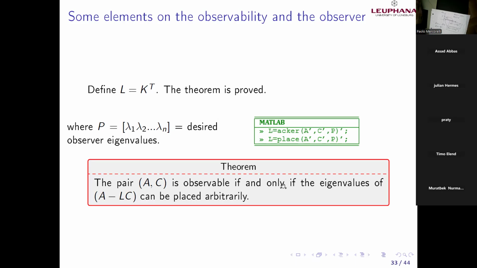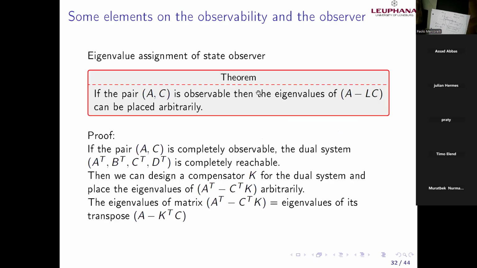Again, this theorem, let me say, is valid in both directions. We can see if and only if. This means the pair A, C, the system characterized in terms of observability by the matrices A and C, if this system is observable, then the eigenvalues of the matrix A minus LC can be placed arbitrarily. But if and only if means also that if the eigenvalues of A minus LC can be placed arbitrarily, then the system characterized by the pair A, C is observable. Here it is just in one direction because it's what we used.